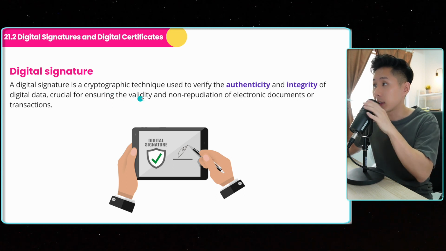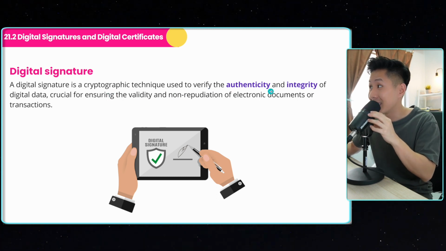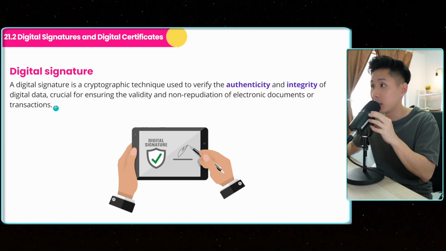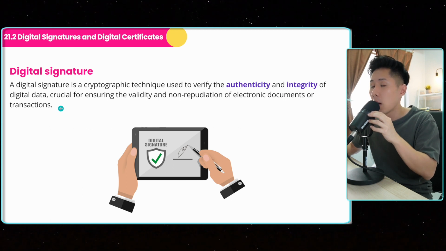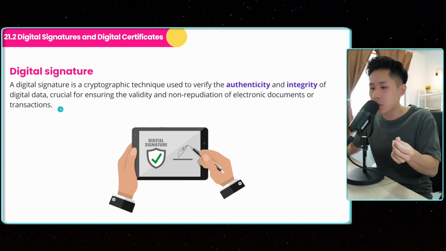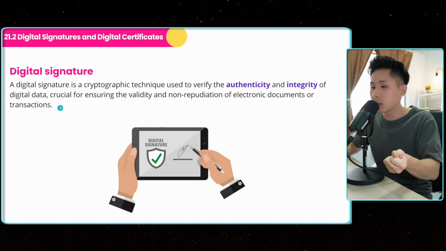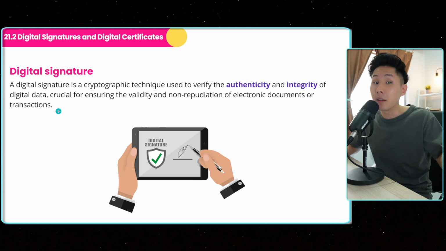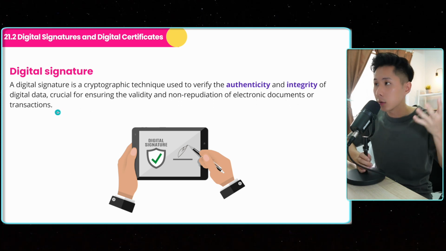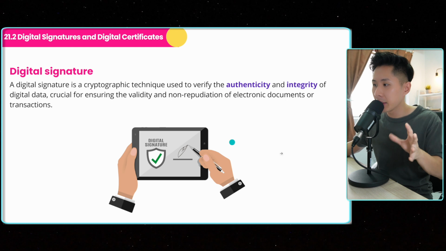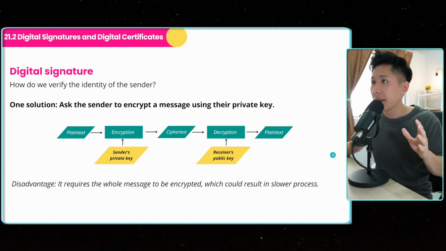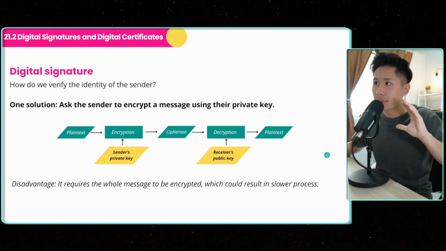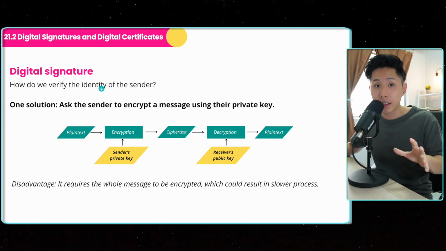It's a cryptographic technique used to verify the authenticity and integrity of digital data, crucial for ensuring the validity and non-repudiation of electronic documents or transactions. Which means, in other words, we want to make sure that when we receive a message, this message is indeed being sent by the sender and not someone else, just so that there are no other people pretending to be someone else. So let's look into how we can verify the identity of the sender.